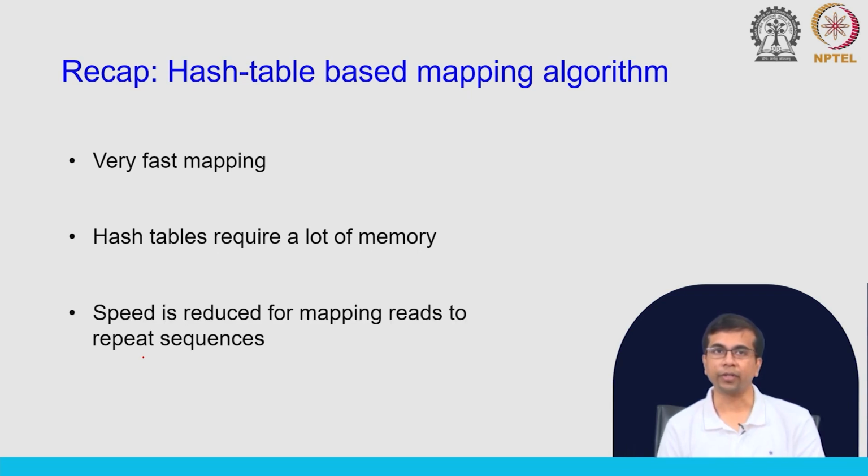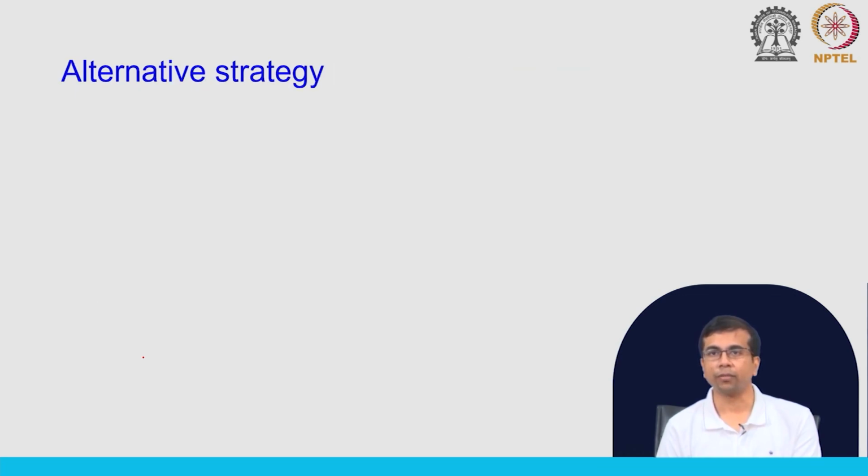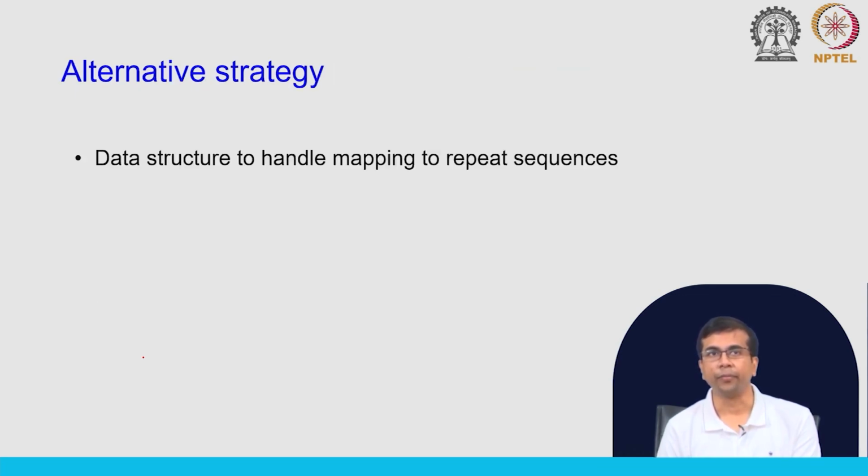We have also seen that the speed of mapping is reduced if you are mapping reads to repeat sequences. If you have multiple mappings across the genome, the speed is reduced because you need to extend the seed and do the stitching process for multiple regions, and this takes more time. So, is there any alternative strategy? Researchers have come up with a data structure that can handle mapping to repeat sequences, so at least we can address this issue.